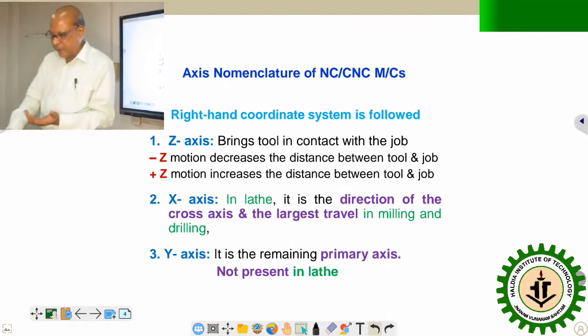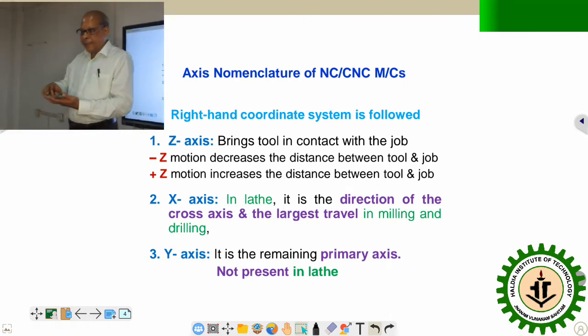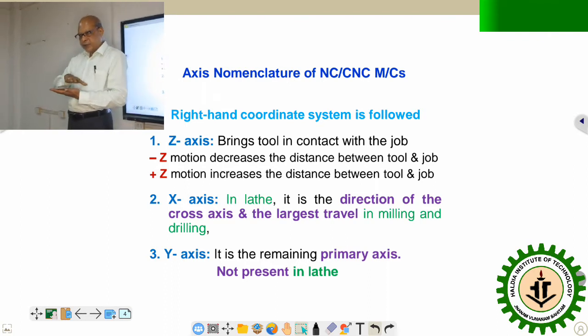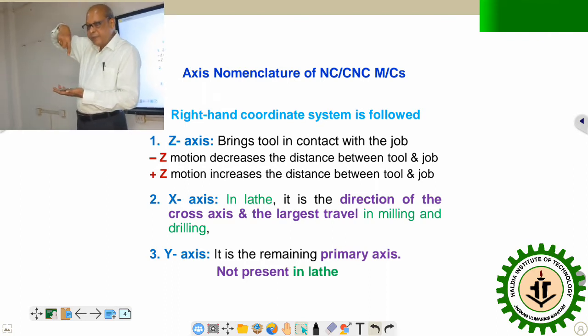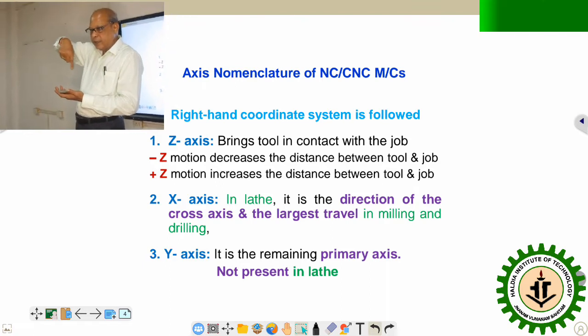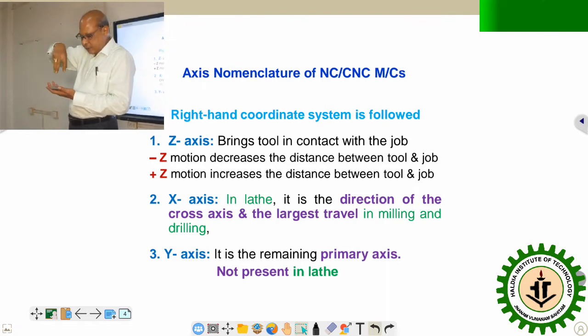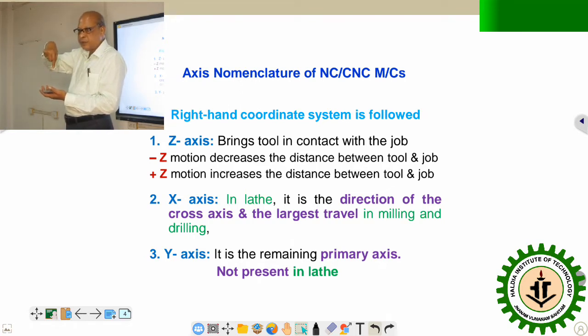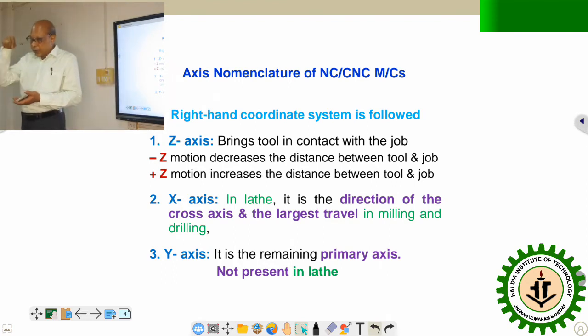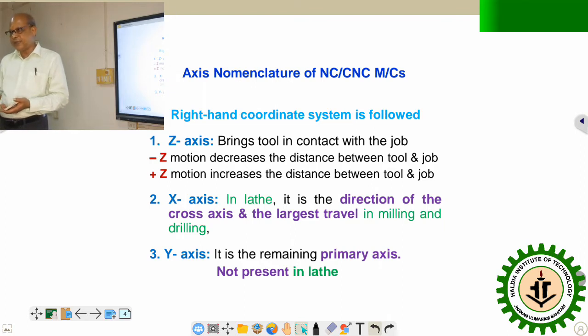Suppose vertically the job is something like this. It is kept on a vice, say on a drilling machine. The drill bit is mounted on the spindle, and it keeps on rotating. So leave aside the rotation. But as regards the drilling operation, it will keep on coming down while taking a cut. In this particular direction, when it is coming down, you just mark it, notice it. The distance between the tool and the job keeps on increasing or decreasing? Decreasing. So this will be Z minus. So downward movement will be identified as Z minus.